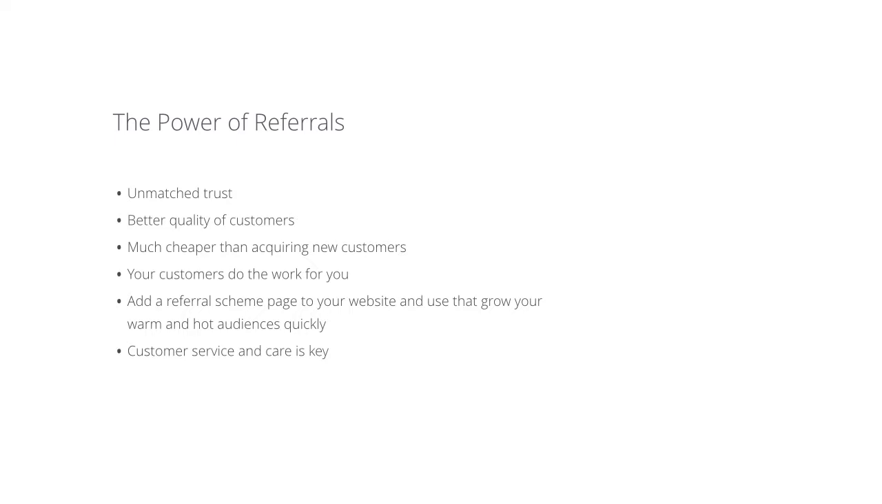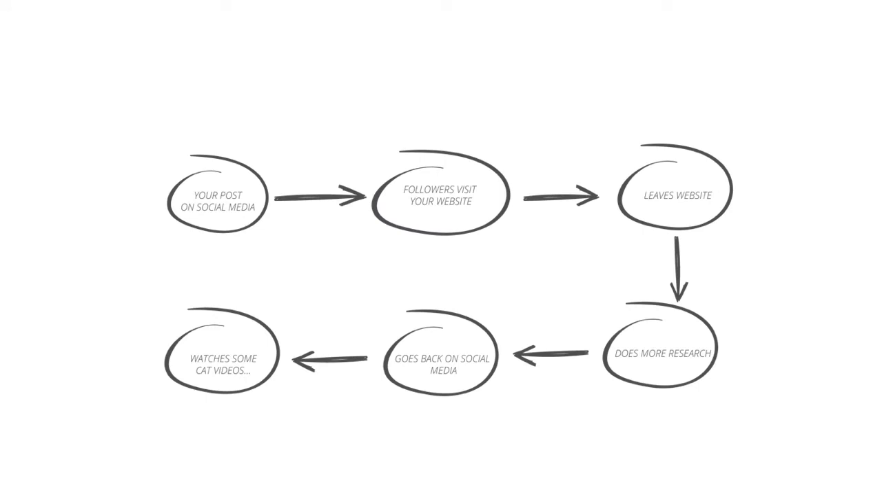So let's move on. Remember a few slides back, I said there was something wrong with this picture. This shows a sales funnel where the customer goes from a social media post to your website, leaves the website, does some more research somewhere else, goes back on social media and watches some cat videos. So I'm about to reveal a couple of solutions to this problem, and one of them is email marketing and the other is retargeting. So let's start with email marketing.